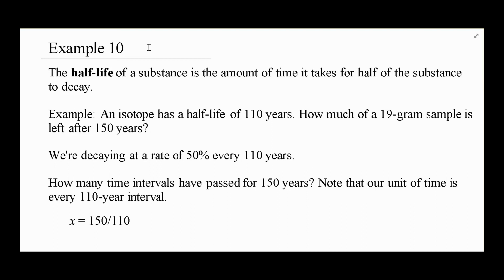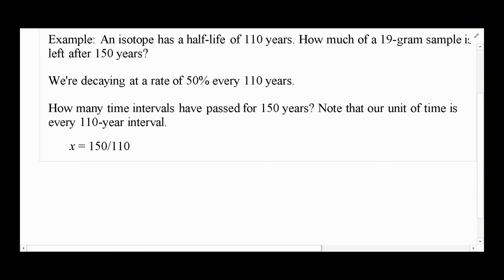So as an example here, we have this isotope that has a half-life of 110 years. How much of a 19-gram sample is left after 150 years? So this is going to be an exponential decay situation. So let me write out the formula. Same formula of exponential decay as we've used before. So we've got the C, we've got the r, we've got the x. Now in this example, we started with a 19-gram sample, so that's the C, is 19 grams.